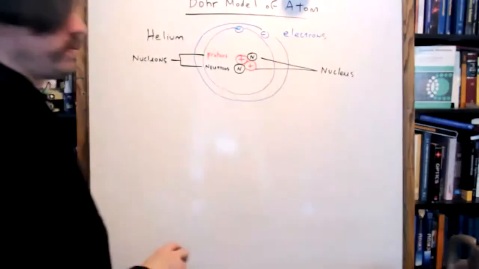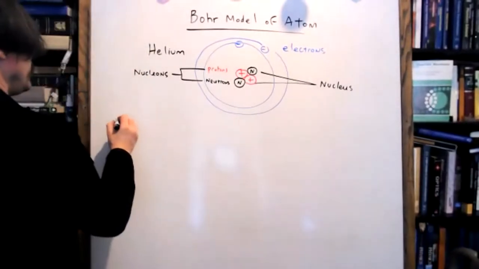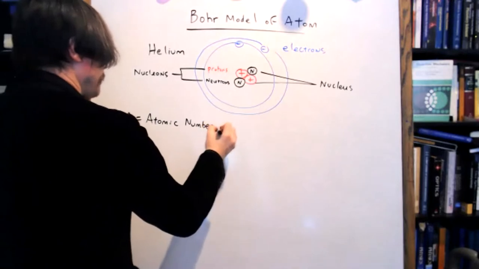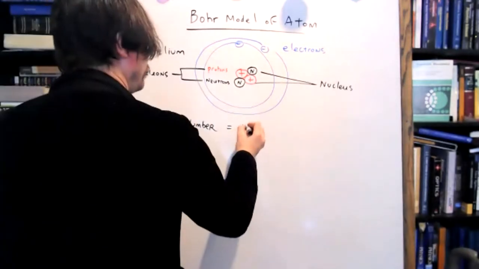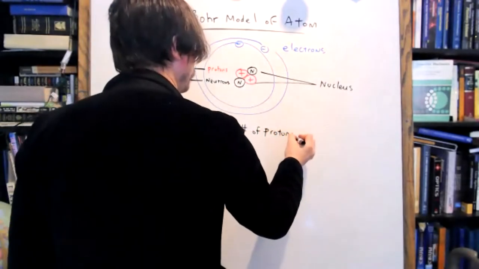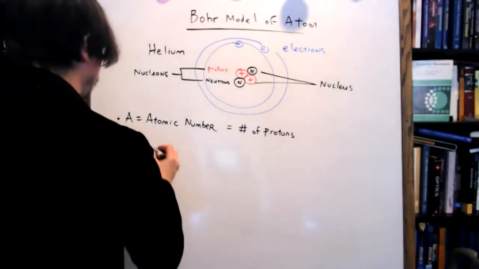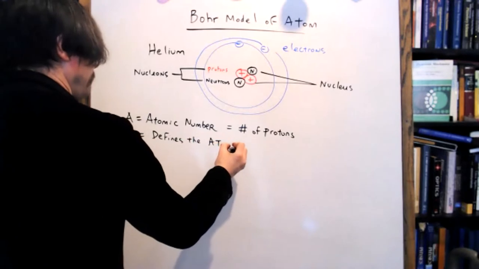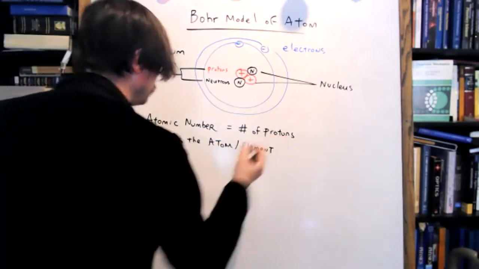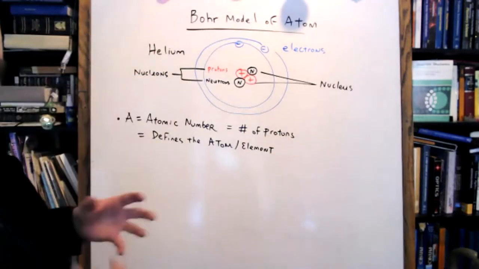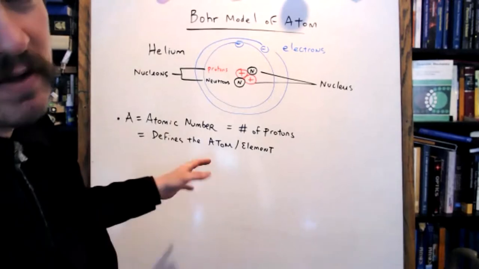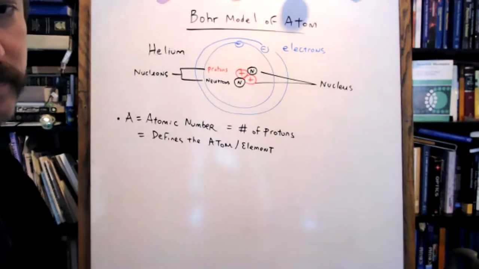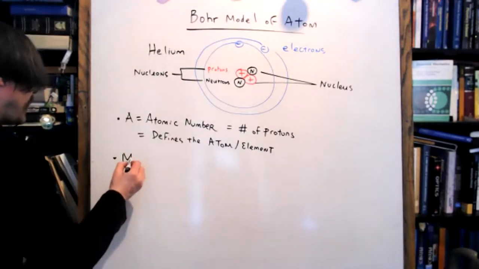I'll leave this picture of an atom up, okay? And I wanted to define a couple of quick vocab terms. The first vocab term I'll call capital A. It's the atomic number. The atomic number of an atom tells you the number of protons in the nucleus. The importance of the atomic number is that the atomic number defines the atom or the element. When we add and subtract neutrons and electrons from an atom, it can start to get confusing which atom you're talking about. By defining your atom as the number of protons, you always know whether you're talking about hydrogen or helium or mercury or neon or whatever. The next term is the mass number, capital M.